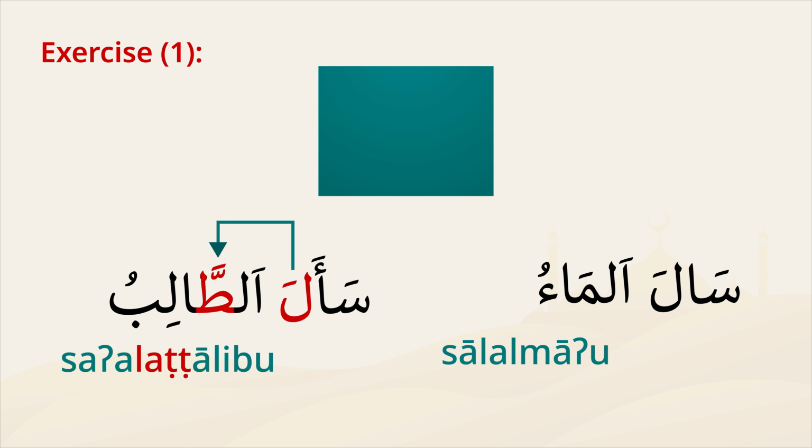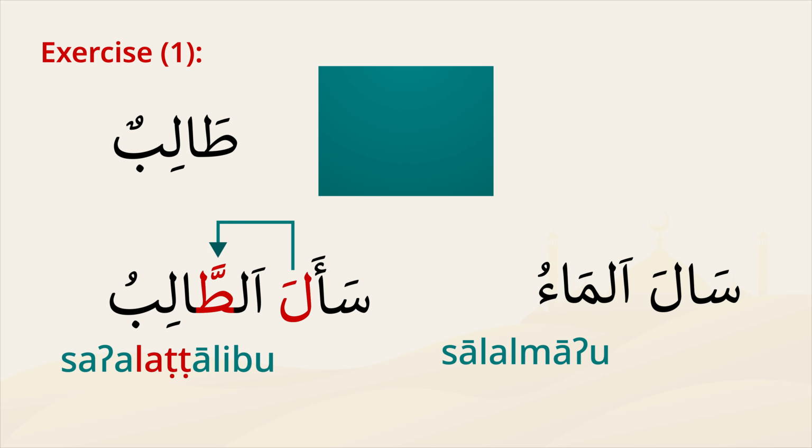Not only that, the ta itself is doubled. It has shadda, as you see. Originally, the ta in talib is not doubled. If you remove the definite article al and make the word indefinite, there is no shadda. The shadda only appears when we add al.